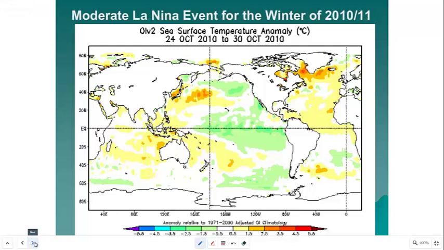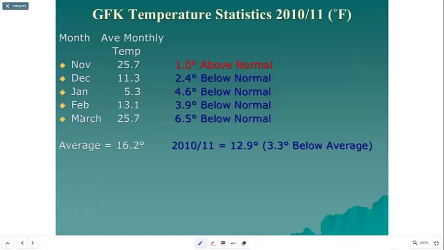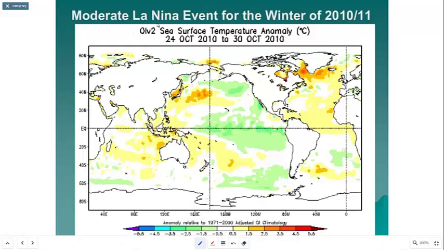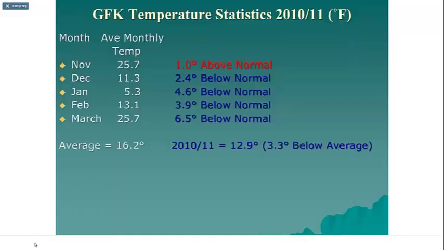So what I did is I found some stats, and I took a look at November through March. This is average temperatures for those months, and here's what happened. One month, November, was just 1 degree above normal, but December, January, February, March were all below normal. So if we did the total of those 5 months, Grand Forks had an average temperature that was 3.3 degrees below average. Okay, what did we say about La Nina? Grand Forks would experience temperatures below average. And so it worked on that particular season.